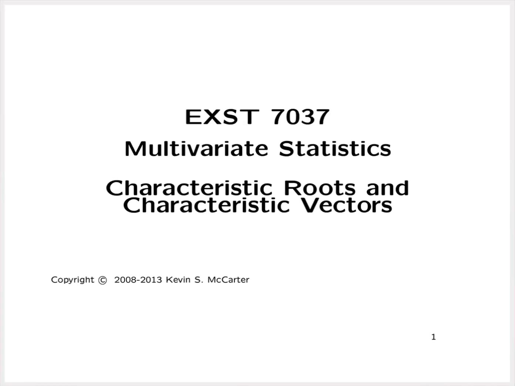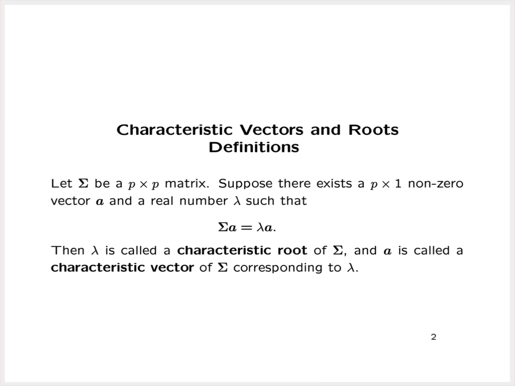In this lecture video, I'm going to give a very quick overview of characteristic roots and characteristic vectors. The reason we cover this material is because many of the procedures that we use in multivariate statistics have as part of their solutions characteristic roots and characteristic vectors. Characteristic roots and characteristic vectors are also known as eigenvalues and eigenvectors, respectively.